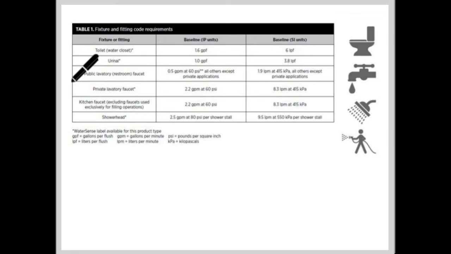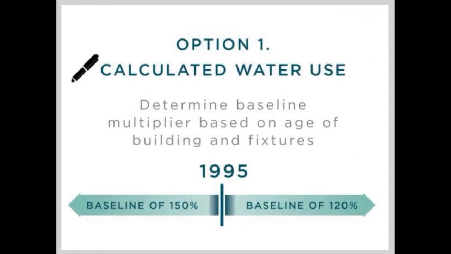You don't have to memorize all the numbers on the table. I would recommend memorizing the flow rate of toilets and urinals, 1.6 gallons per flush and 1 gallon per flush. That's not hard, right? The year of building's occupancy is also factored in when calculating the baseline.